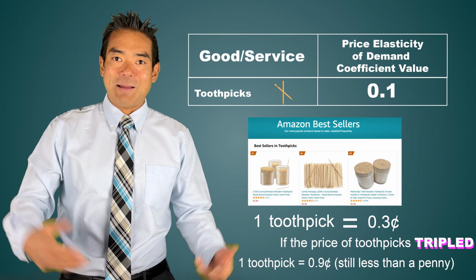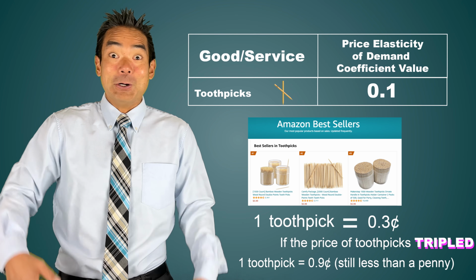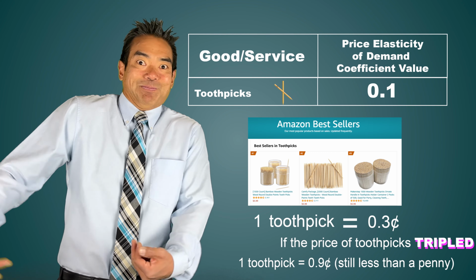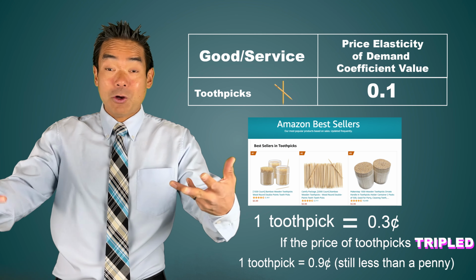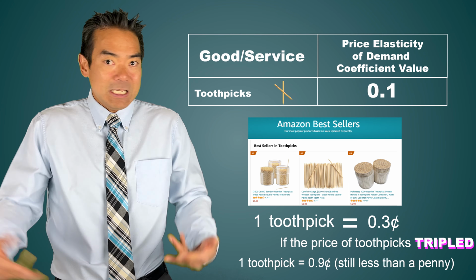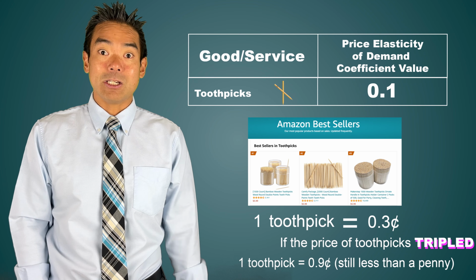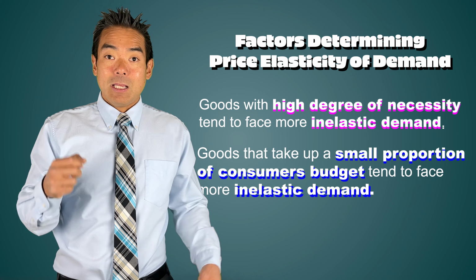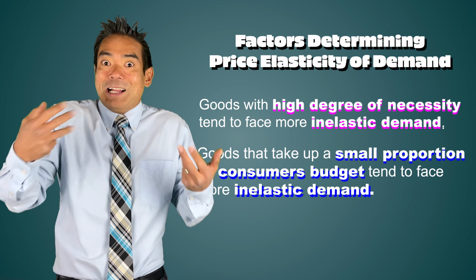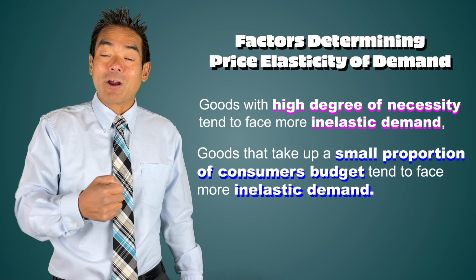A penny per toothpick, I mean, that's not going to break the bank for me, and I don't earn a high salary. If I'm buying toothpicks and I need them and the price of toothpicks triples, I'd probably still buy them. It's not a big proportion of my total budget. As a result, I'm not super sensitive to changes in its price, even if those changes are quite large percentage-wise. So the second factor that determines a good or service's price elasticity of demand is proportion of budget. What percentage of consumers' budget does the price of the good or service take up? If it's a relatively cheap product that takes up a small proportion of consumers' budget, then consumers are going to be less sensitive to changes in price and demand will be more inelastic.